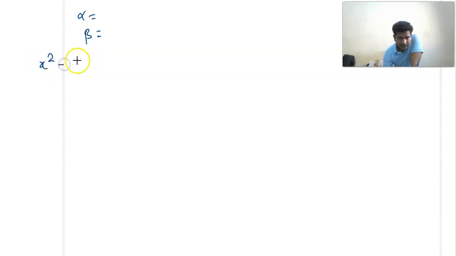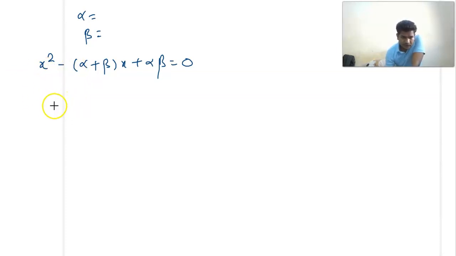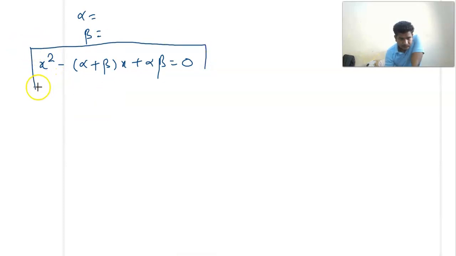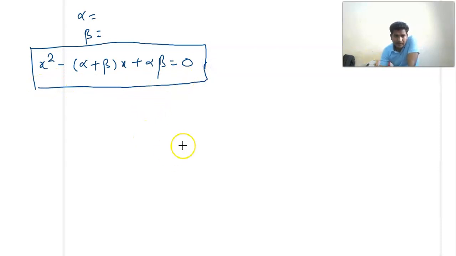So that equation will be x square minus alpha plus beta into x plus alpha beta, because if the a which is taken as common, it will go 0 by something, so that will make 0. So it is the equation of any quadratic equation in the form of its roots. So we can write this equation as x square minus alpha plus beta into x plus alpha beta. So it is our equation in alpha beta form. Thank you very much.